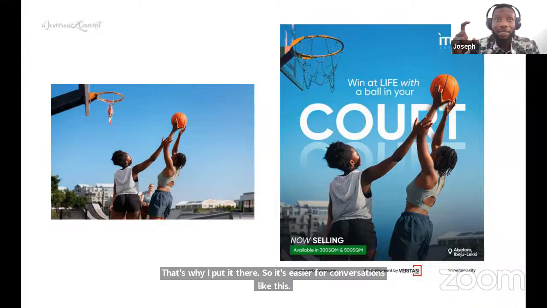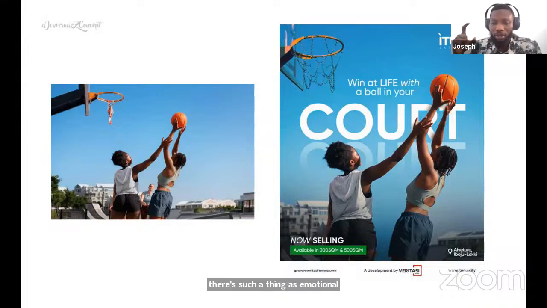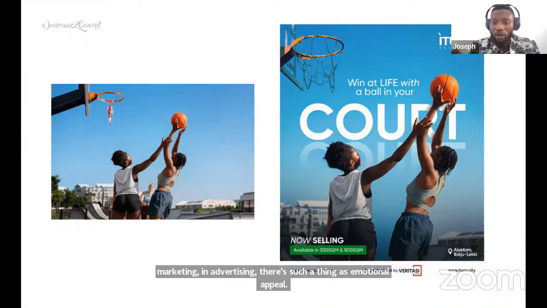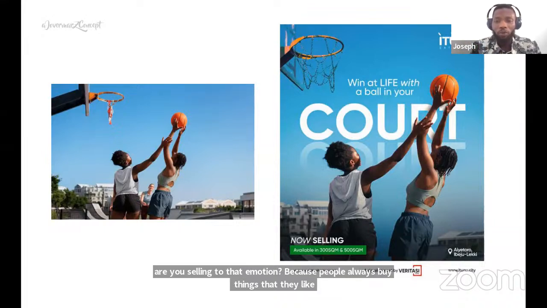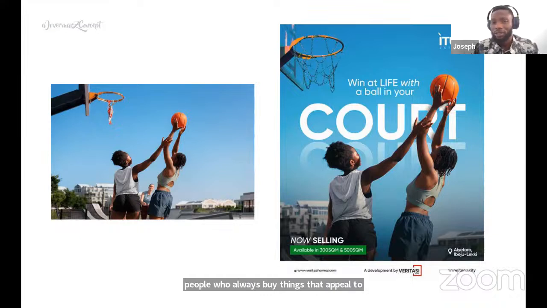there's such a thing as emotional appeal in marketing. I know this is not a marketing class. In marketing, in advertising, there's such a thing as emotional appeal. And when it comes to selling, you need to sell to people's emotion. Why are you selling to their emotion? Because people will always buy things that they like. People will always buy things that appeal to them. People will not buy things that they don't like. You will not finish eating somewhere and not like the food today and come back tomorrow and say, let me just eat it, I'm hungry.